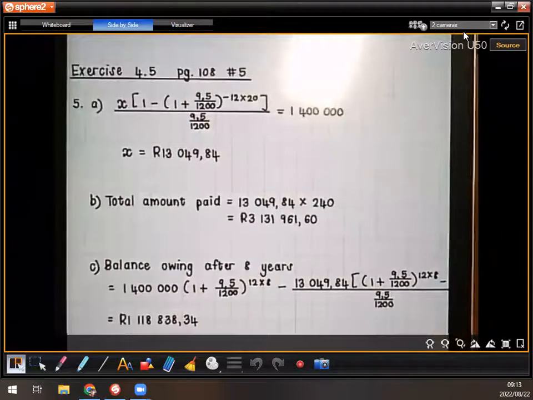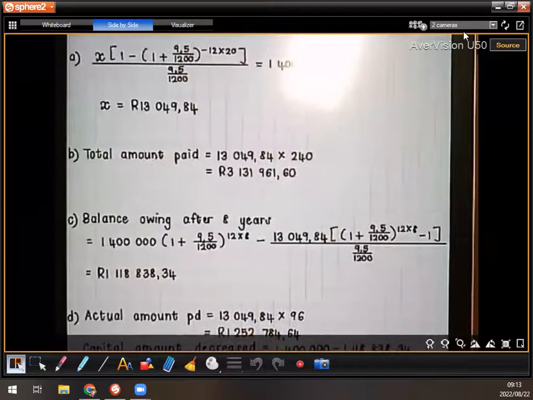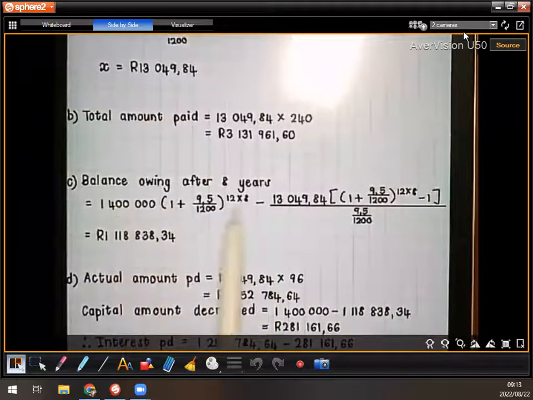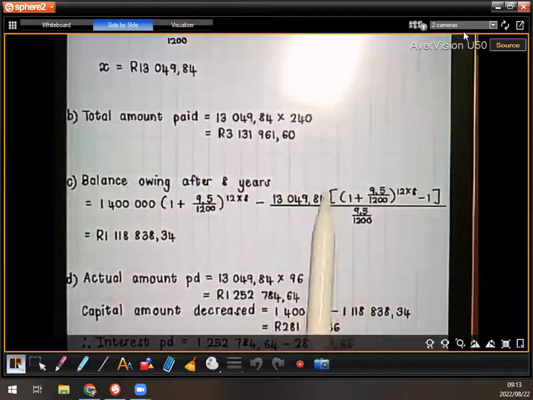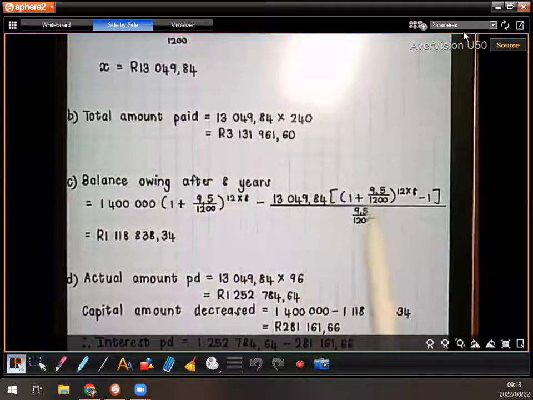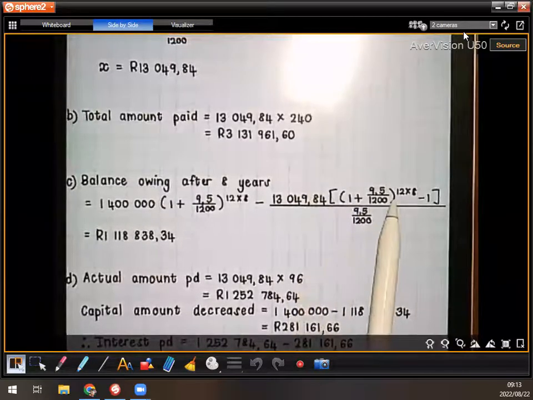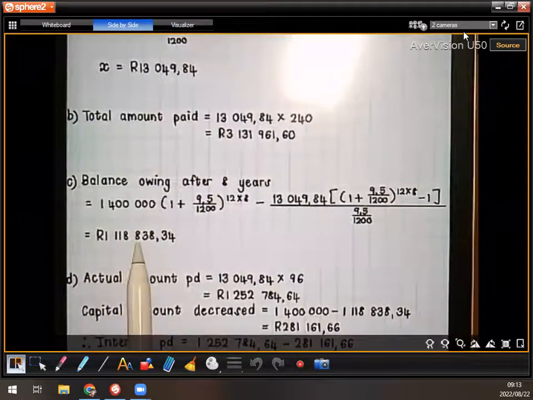Okay, then for C, calculate the balance remaining on the loan after 8 years. So this is what I taught you guys the other day, that formula where you are taking the 1.4 million and adding 8 years' worth of interest to it, using the normal compound interest formula. Then from that, you are subtracting the future value of all the payments that he will have made over 8 years. Okay, so compound interest minus future value of all the payments made in the 8 years. From that, you are getting 1.1 million.